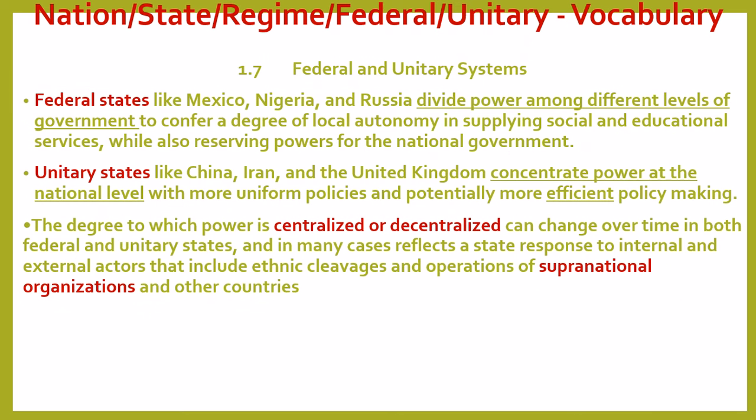All right, 1.7 is federal versus unitary systems. So 3 of our countries are federal states, 3 of our countries are unitary states. A federal state is where power is divided among different levels of government, so the local, state, and national level. We're familiar with this because in the United States, we are a federal system, right? We are a federal state.